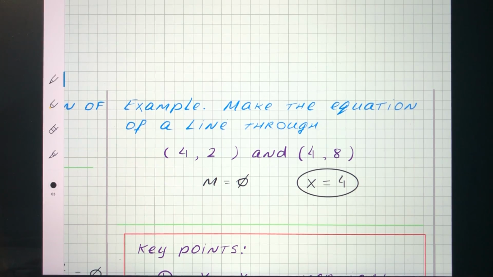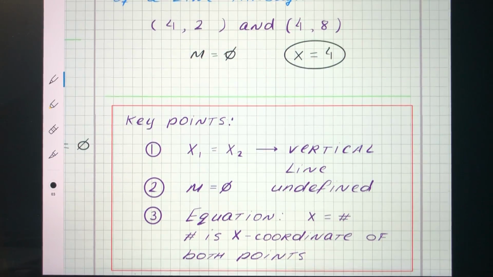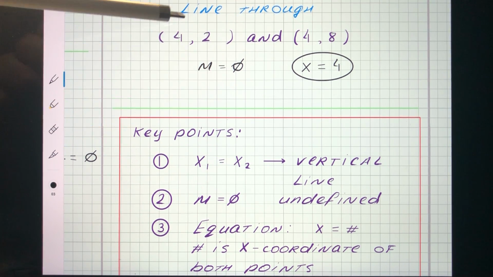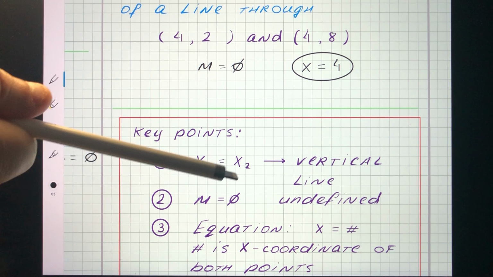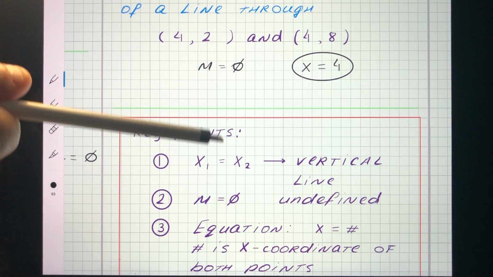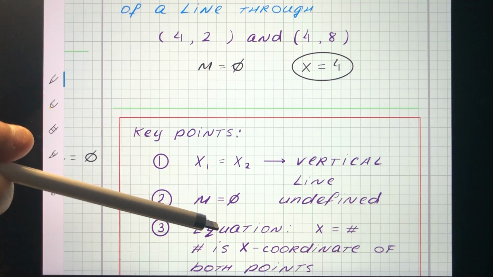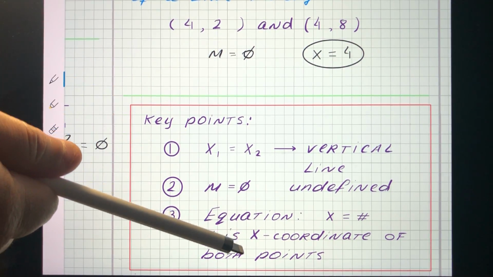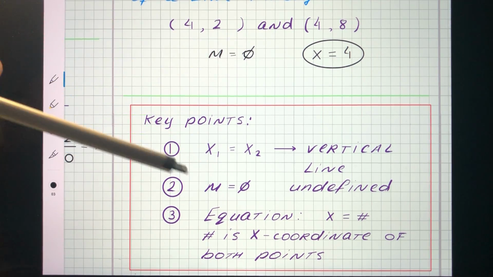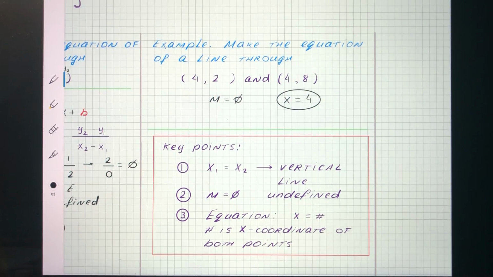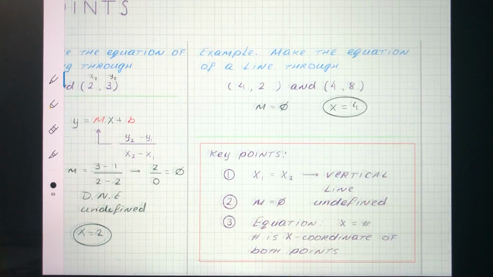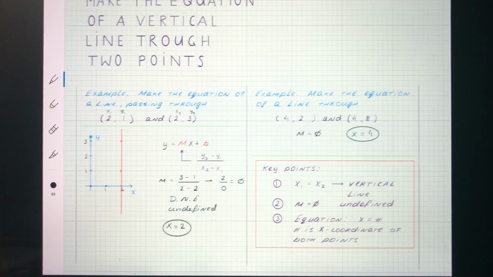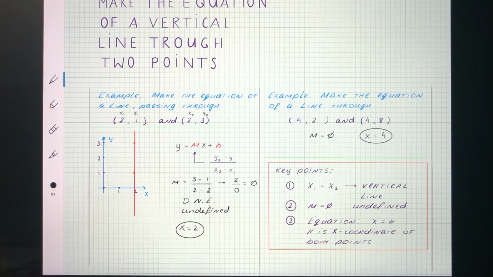So the key point to remember is whenever the x's are the same, x1 equals x2, we are getting a vertical line. The slope of this line will be undefined, and the equation is going to be x equals a number, and the number is the same as the x coordinate for both of our points. And this is it. This is the overview of the vertical lines. It's a special case of linear equations, and that's all there is to it.